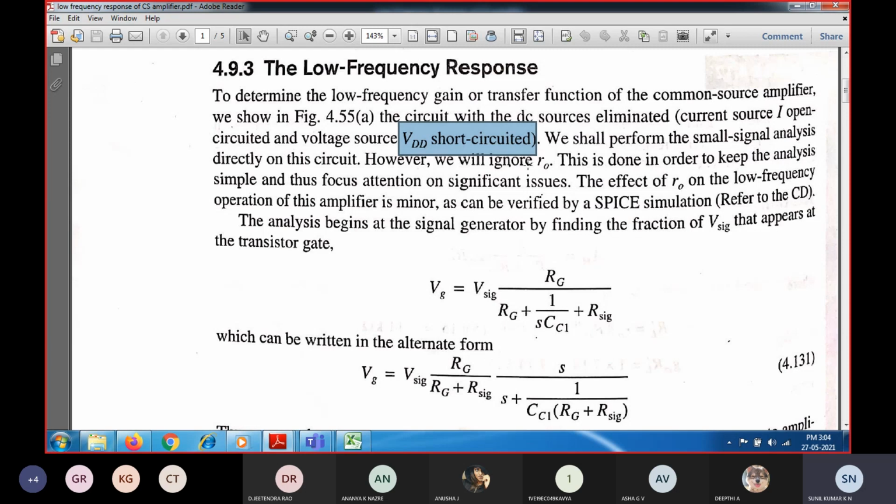So in this case, when we are discussing the low frequency response of the common source amplifier, we are going to neglect the finite output resistance r0. That means the common source amplifier which we are considering here does not have any channel length modulation effect. So neglecting the channel length modulation, we are going to remove the existence of the finite output resistance r0. So in the small signal equivalent circuit model there will be no finite output resistance.